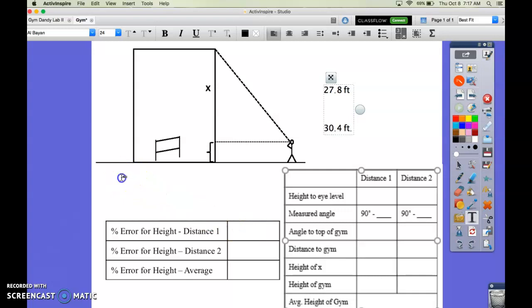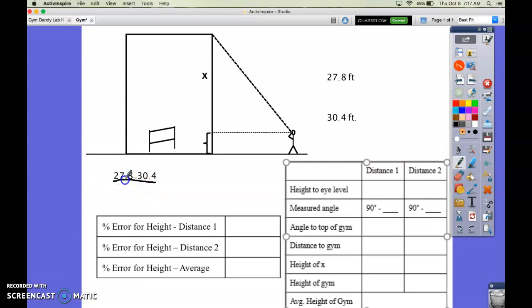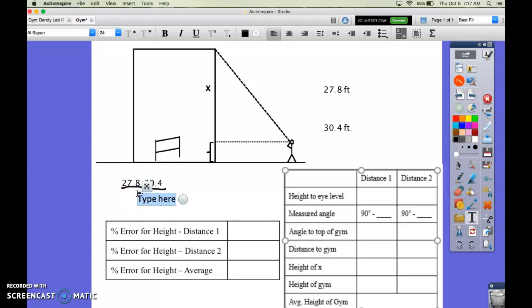What we do is we take our answer, 27.8, minus the correct answer, 30.4, okay? And then we're going to divide all of that, so I'm going to put a line over that, by the correct answer, which is 30.4 feet, okay? Now, technically, I should put feet up here. So when we divide, guess what's going to happen to the feet? It's going to cancel out. All right, so the feet will cancel.